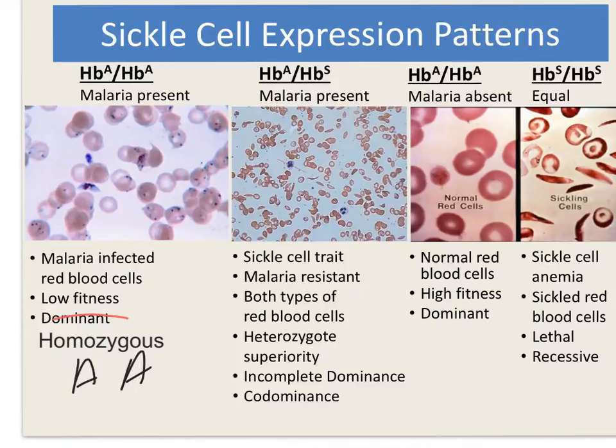Okay, and that's now with malaria in the area, that means AA is low fitness because it has no protection against malaria. So the person in that area with that genotype and then phenotype will be susceptible to malaria. Now, in this one over here, let's take a look. This is the same thing. If there's no malaria present, it has the highest fitness.